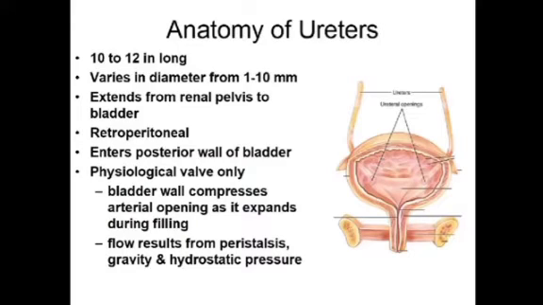Anatomy of the ureter. There are 10 to 20 inch long tubes which come out from the hilum of the kidney, and it descends down to enter into the urinary bladder. It varies in diameter from 1 to 10 millimeters, extends from the renal pelvis to the bladder. It is retroperitoneal, enters the posterior wall of the bladder. Physiological valves are present. The bladder wall compresses the ureteric opening as it expands during filling.